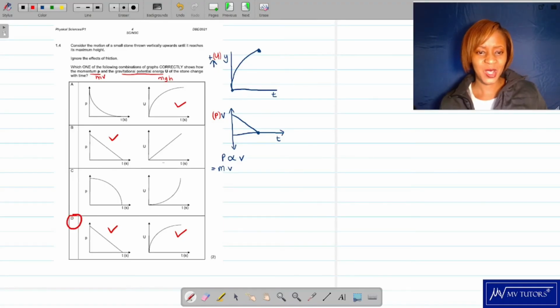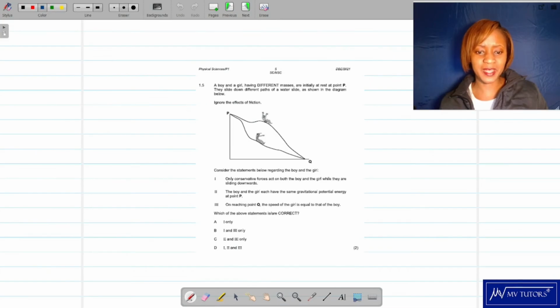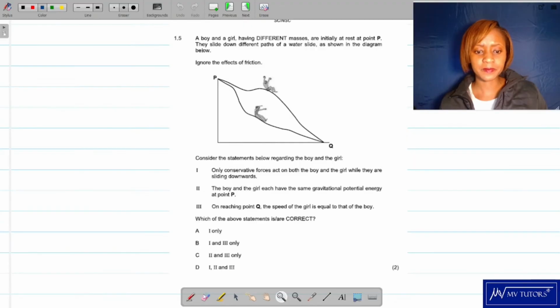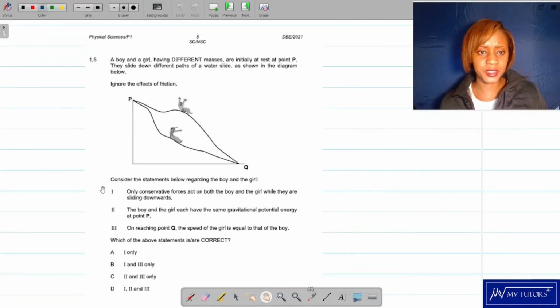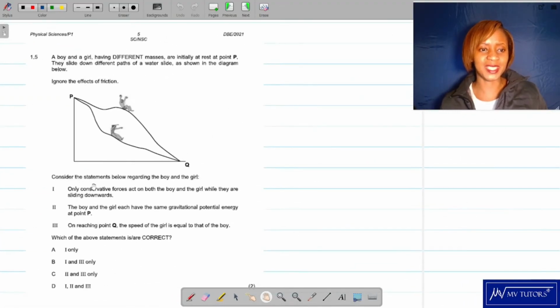Okay, cool. Let me change the color of my pen and let's go to the next question. 1.5. Let's just increase the size and move it to the left. It says a boy and a girl having different masses are initially at rest at point P. They slide down different paths of a water slide as shown in the diagram below. Ignore the effects of friction.